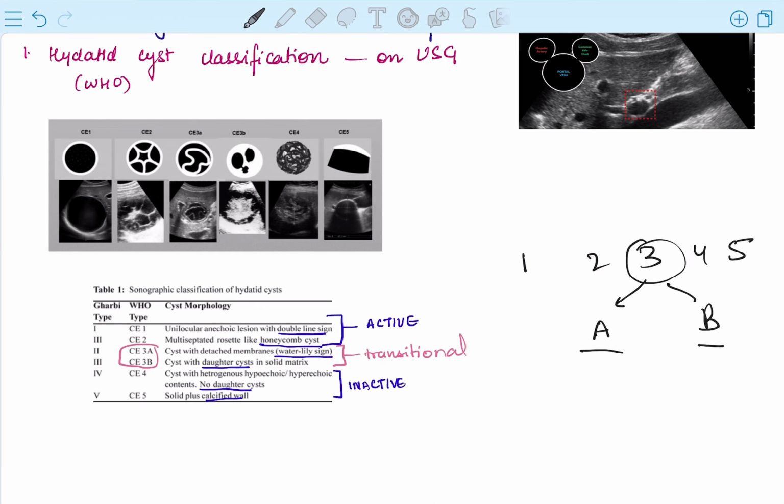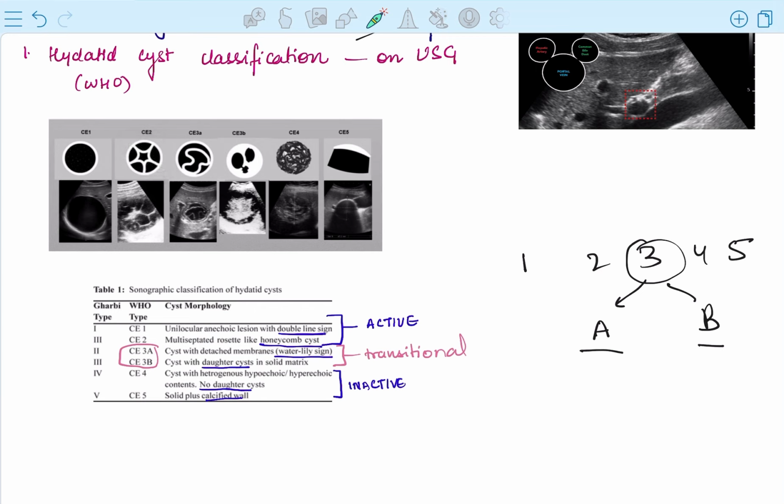Okay, so as you can see, CE1 contains a unilocular anechoic lesion with double lines. So this is an anechoic lesion. Surrounding the anechoic lesion, you have the double line sign. So this is the CE1. In CE2, you can see multiple rosette-like honeycomb cysts. So you can see multiple rosettes and it looks like a honeycomb cyst, right?